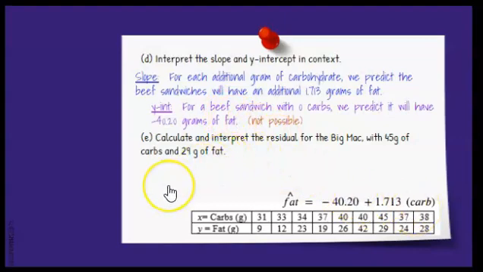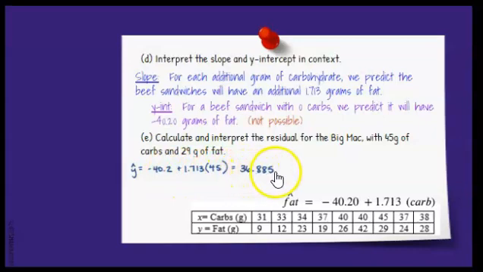E says to calculate and interpret the residual for a Big Mac with 45 grams of carbs and 20 grams of fat. So these are the actual values. We're going to use the line to find out what's the predicted. So if I have 45 grams of carbs, I'm going to plug that 45 into my equation and find out I get 36.885. That's the predicted amount.